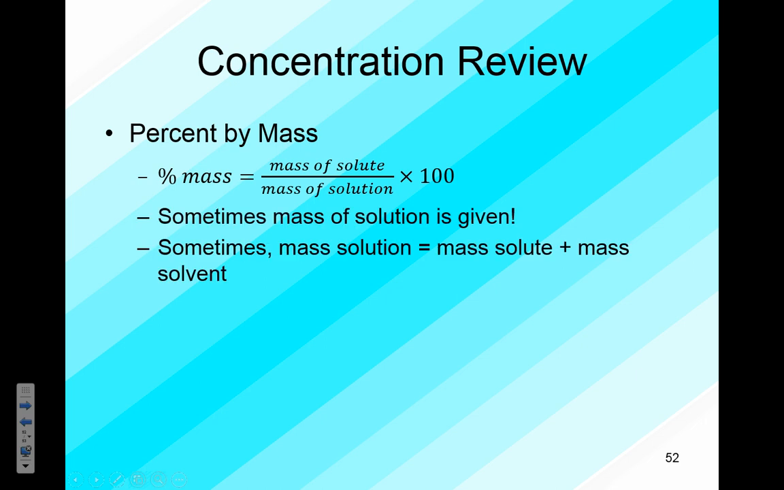Now, there's two types of problems related to percent mass that you've got to be prepared to handle. Sometimes they're going to give you the mass of the solution, so we just put the mass of solute on top and the mass of solution that was given on the bottom. But other times they give us the mass of the solute and the mass of the solvent. And in that case, you have to recognize you've got to add the two numbers together to get the whole, which would be the mass of the solution. So be really, really careful.